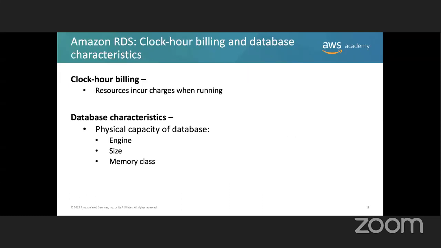So, clock hour billing and database characteristics. This is about billing. The resources incur charges when running. If you're not running, your database is not incurring any charges. But if you are running it, yes. Now, the database depends on the engine size and memory class. This is what's going to determine how much you're going to pay.